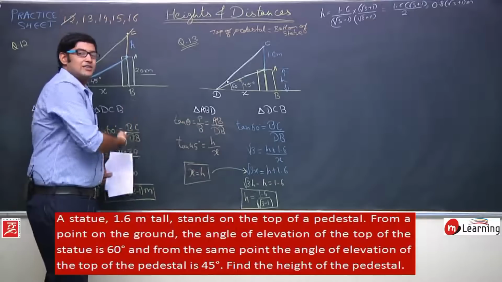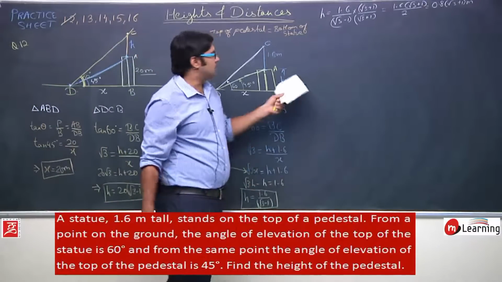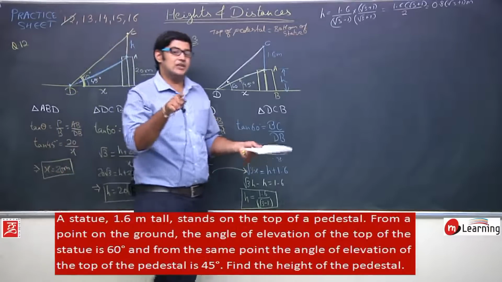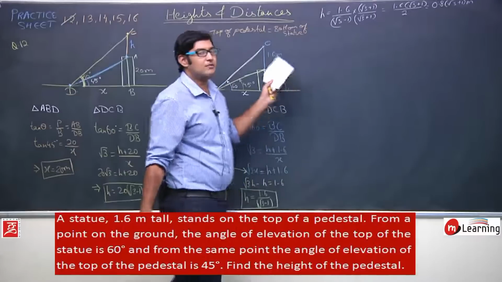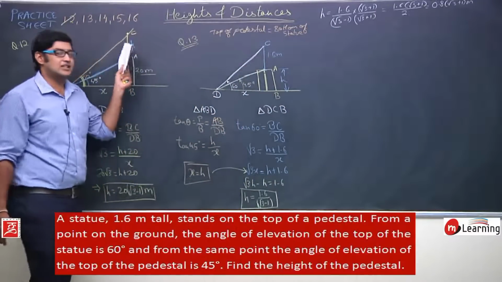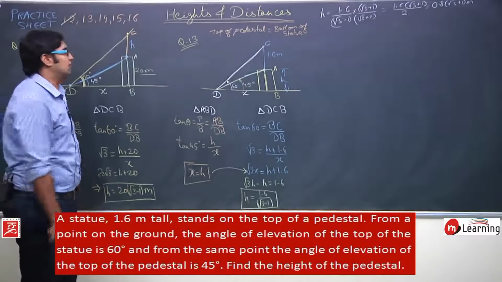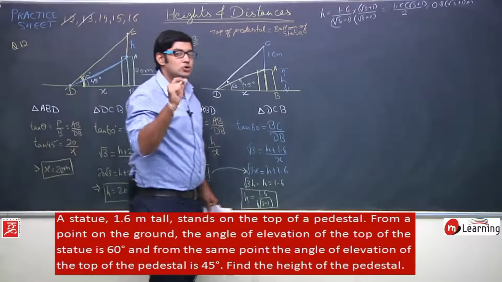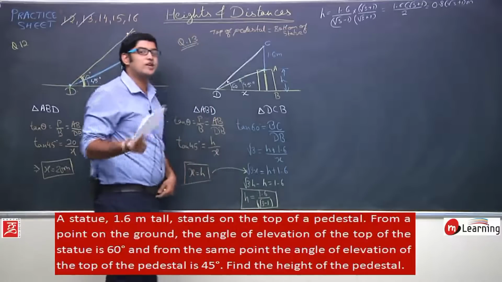You can see here we have said that there is a building and a transmission tower, and here we have said that there is a statue and a pedestal. So mathematically the questions are the same, but practically the questions are different. Here we are mounting a tower, here we are mounting a statue. So this is the solution for the 13th question. The question is not at all difficult, just the approach should be very proper and precise, otherwise you may get confused.